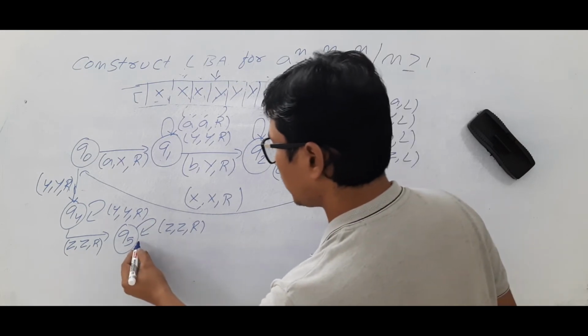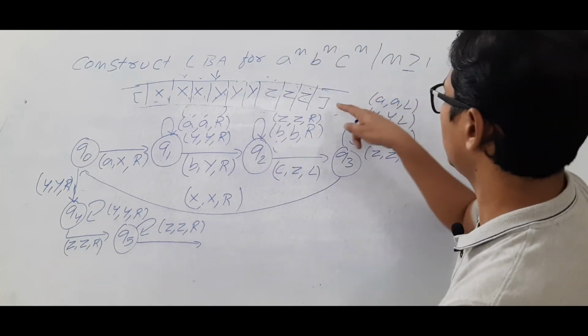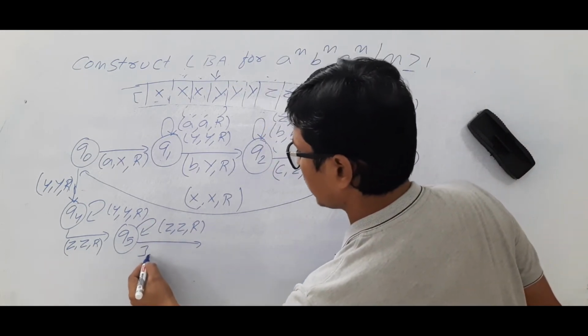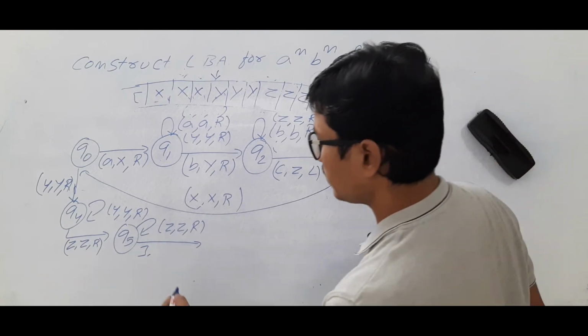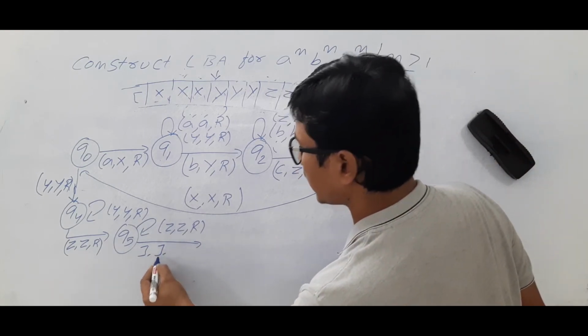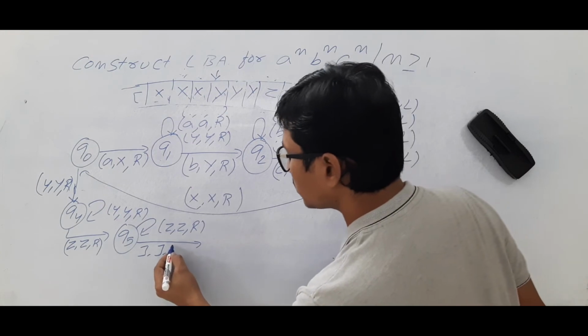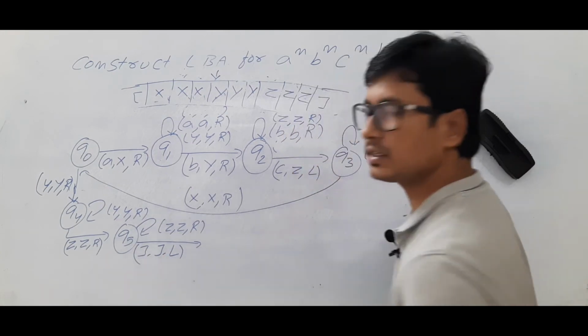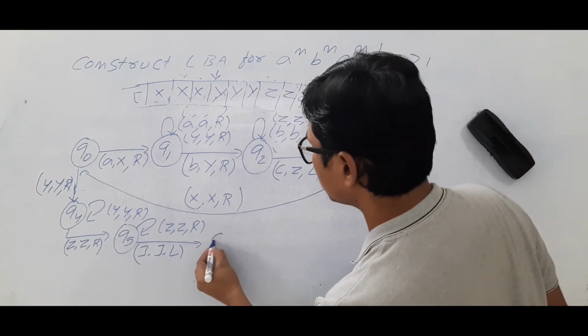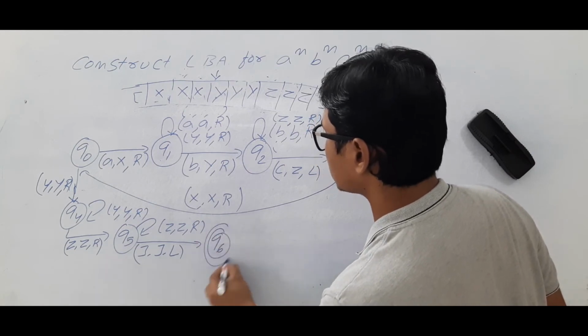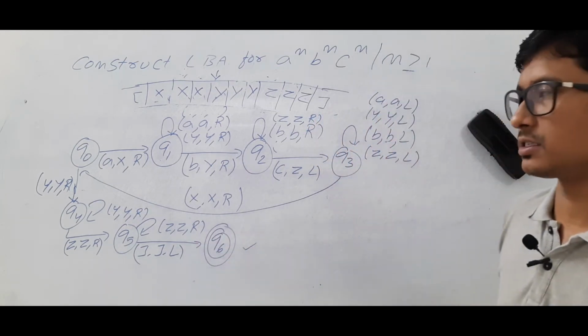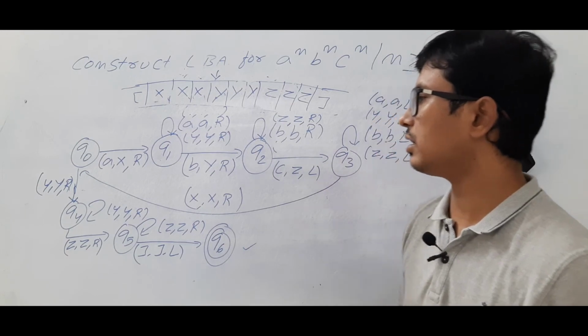Then at last, if you see a right marker, then you make it as a right marker. Either you go to the left or right, it is up to your wish. And you should go to the final state, which will act as an acceptor. Are you able to understand it or not?